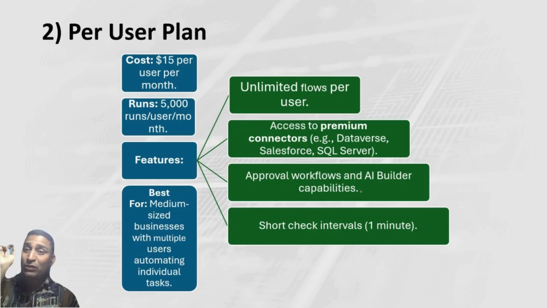But coming to the per user plan, you can see multiple premium connectors here. As of now, 300 to 400 connectors are there. If you don't have an inbuilt connector, you can also create custom connectors, which you can use in this plan. Apart from that, we also have approval workflows and AI Builder capabilities.